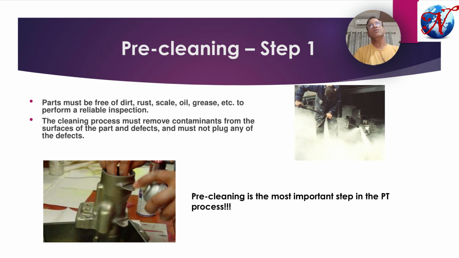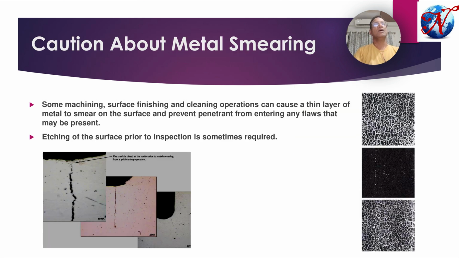During pre-cleaning, we are applying the solvent or cleaner directly onto the inspection part. Pre-cleaning is most important in the sense that during surface finishing, whatever mechanical activities we are doing, like grinding, buffing, or some kind of blasting, we produce some smeared metal on our inspection surface, and that smeared metal can close the opening of the defect. So the removal of smeared metal is mandatory, so that the penetrant can be entrapped into the cavities.